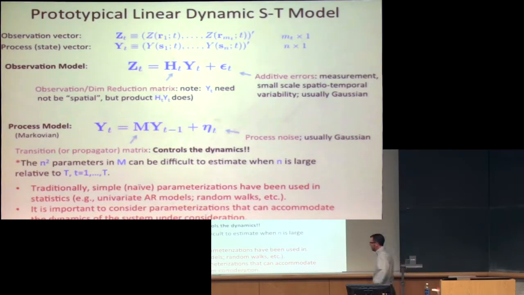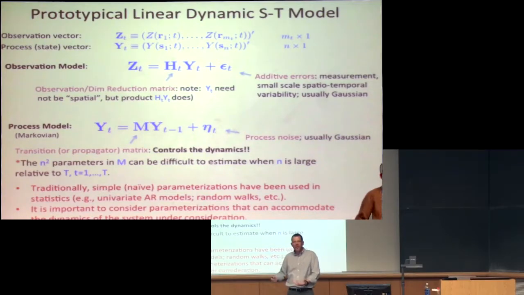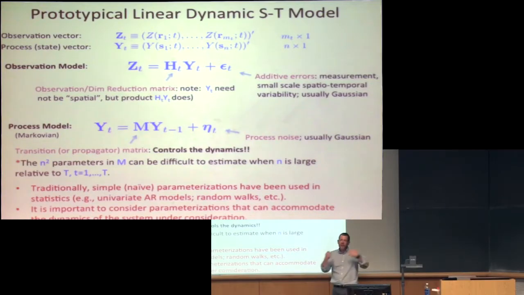And what does that do? It just tells you how the process at the previous time at different locations interacts linearly to give you the new process. You think of it as a smoother, or you can think about it as a propagator. It's up to you. So the problem with that in space-time systems typically is that n is large. The number of spatial locations is large relative to the number of times you have. And so n-squared parameters can be really super difficult to estimate. So even in linear systems in high dimensions, this is problematic.